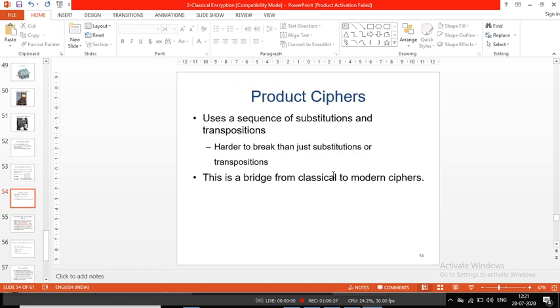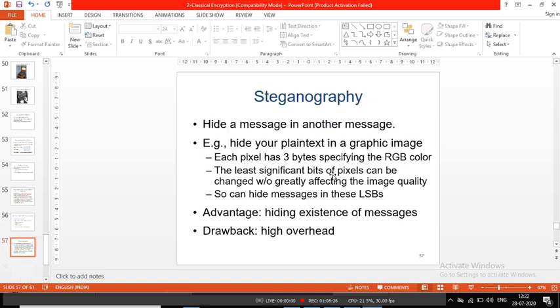Okay, and next one is product ciphers. This is not that important. It is in between modern ciphers and classical ciphers. Okay, next one is steganography. So how many of you know about steganography?